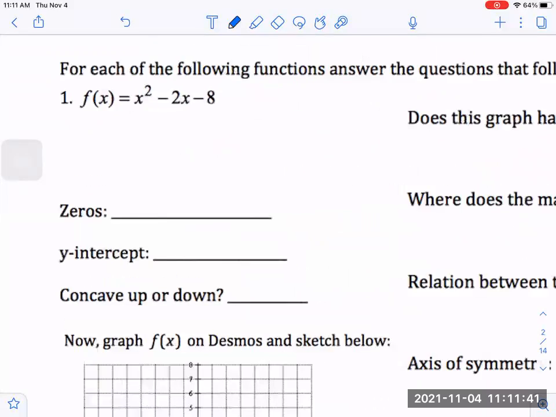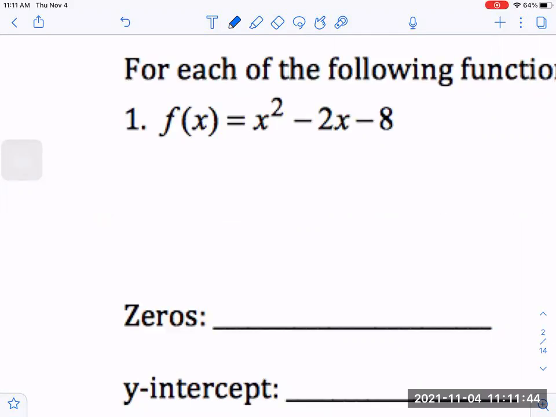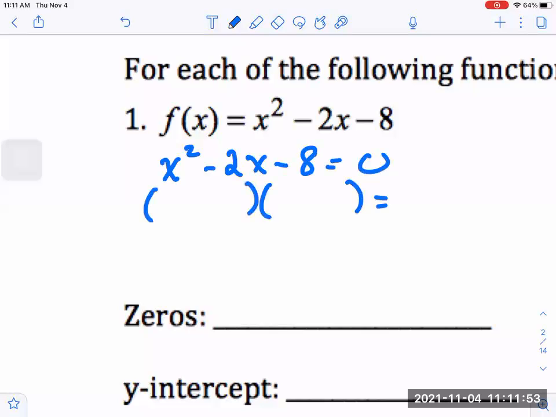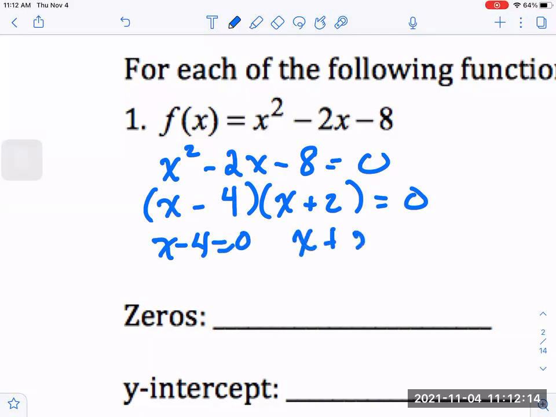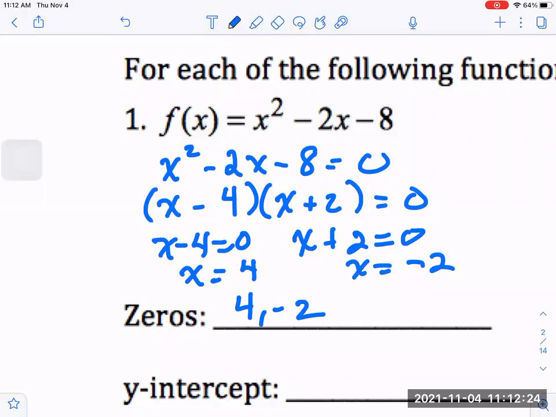Okay, so before we put this into Desmos, I want to talk about how to find the zeros. If I want to find the zeros from a function, I set it equal to 0 and I solve. If I can factor, I definitely factor. So I need two numbers that multiply to -8 but add to -2. Any ideas? 4 and -2. There we go. Beautiful. Okay, so then we set our factors equal to 0 and we solve. So we get x equals 4 or x equals -2. Those are my zeros, and I just simply list those as numbers.